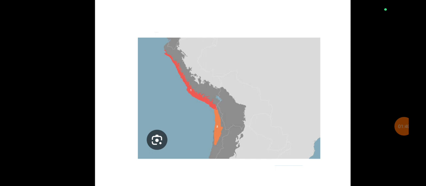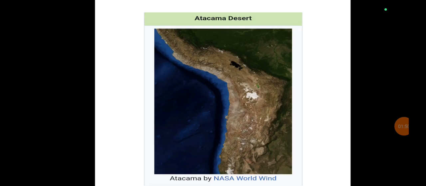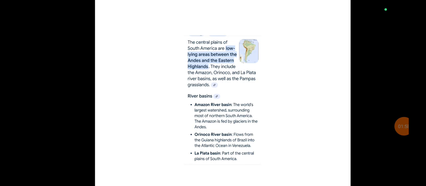The western coastal strip lies between the Pacific Ocean in the west and the Andes, or the Western Mountains, on its east. A very important thing to note in the western coastal strip is the Atacama Desert, which lies in the central part of the coastal strip in Chile.